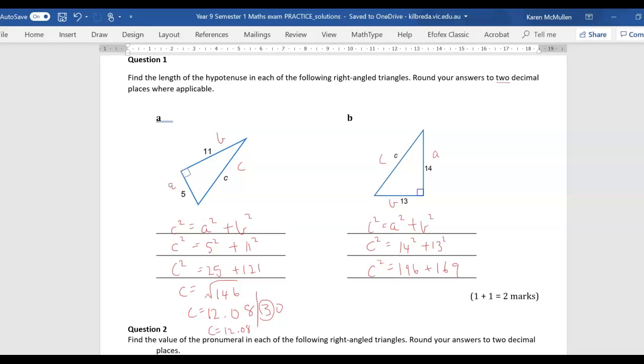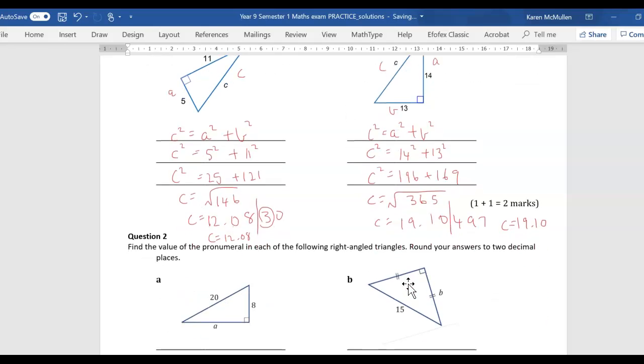All right, so C is the square root of 196 plus 169, which is 365. Take the square root of that, and I'm going to do it to a few more decimal places than we need. Cutting it there at 2, C is equal to 19.10 to 2 decimal places.